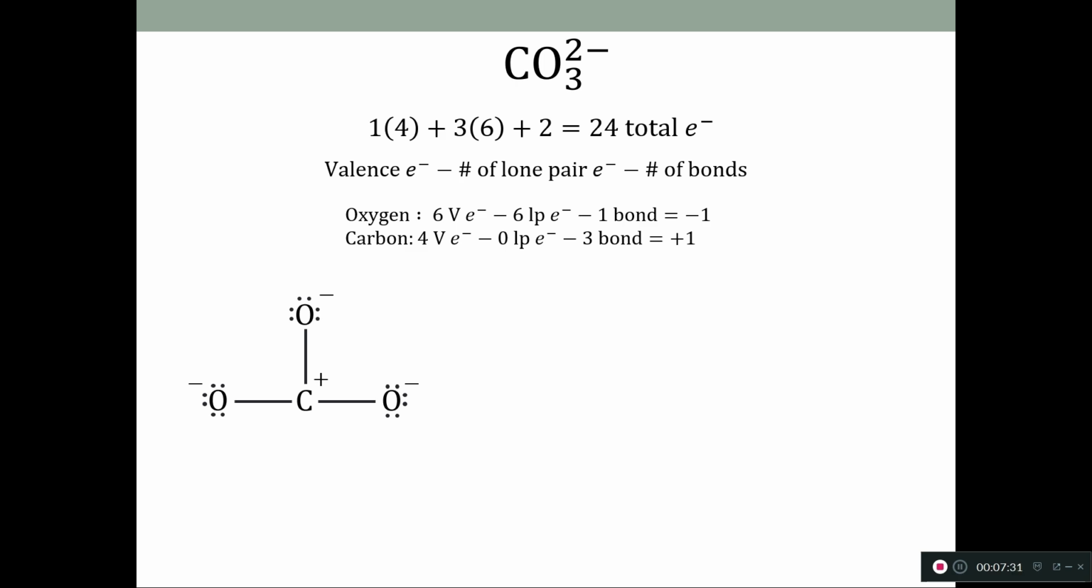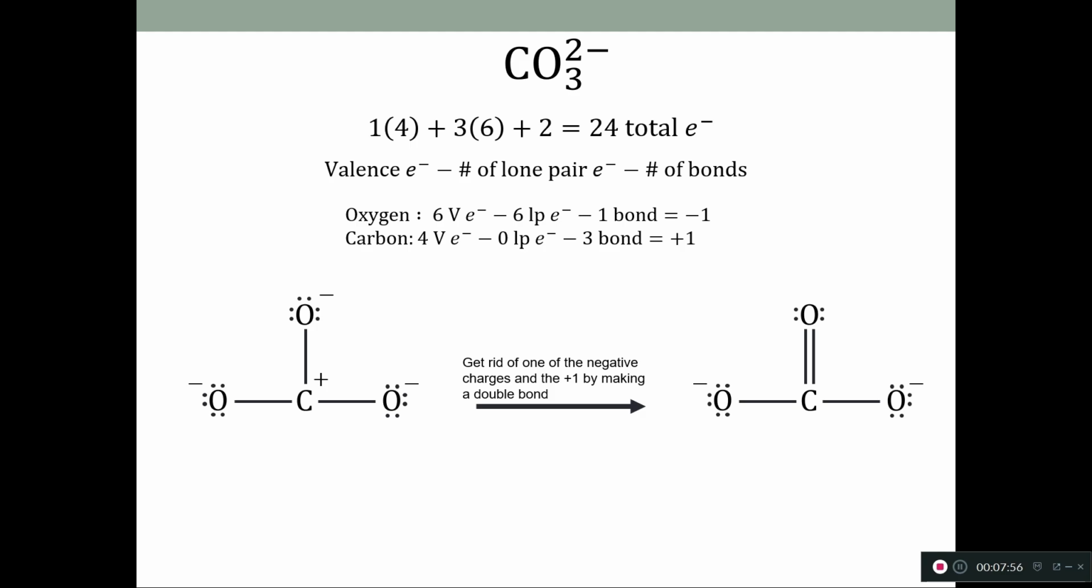So this is very important. You want to make sure that you're putting the charge next to the atom like that. So each oxygen has a negative charge and the carbon has a positive charge. But now we want to reduce the charge as much as possible. So we see the carbon does not yet have a full octet, so we can form double bonds to it. So we can get rid of one of the negative charges and the +1 charge on the carbon by forming a double bond. So we do this, but now we see that the carbon has a full octet, so we cannot form any more double bonds to that carbon.